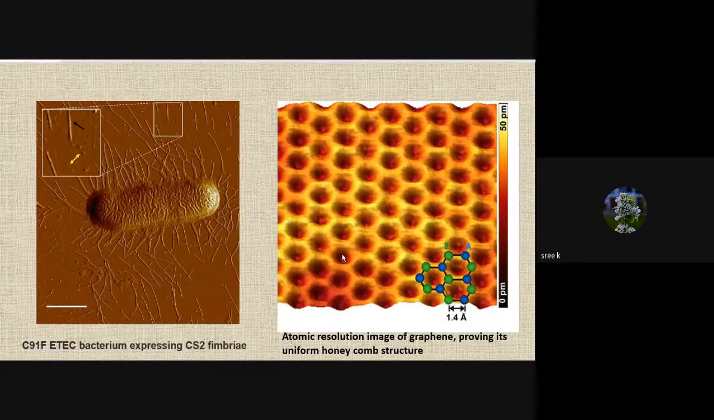So this is how the image of a bacterium looks. And this is the atomic resolution of graphene, showing its uniform honeycomb structure. So thank you very much. Even though I couldn't finish well in the last few slides, I'm very sorry for that.